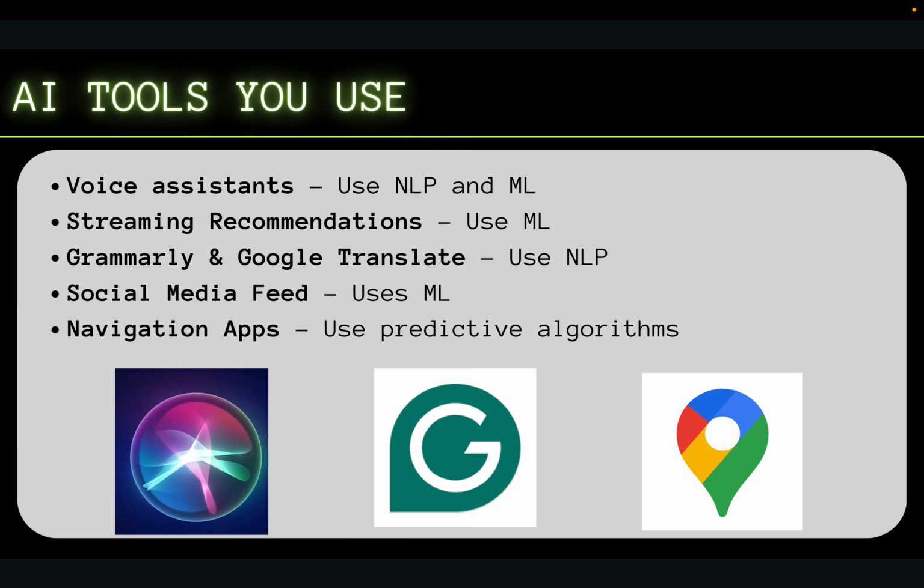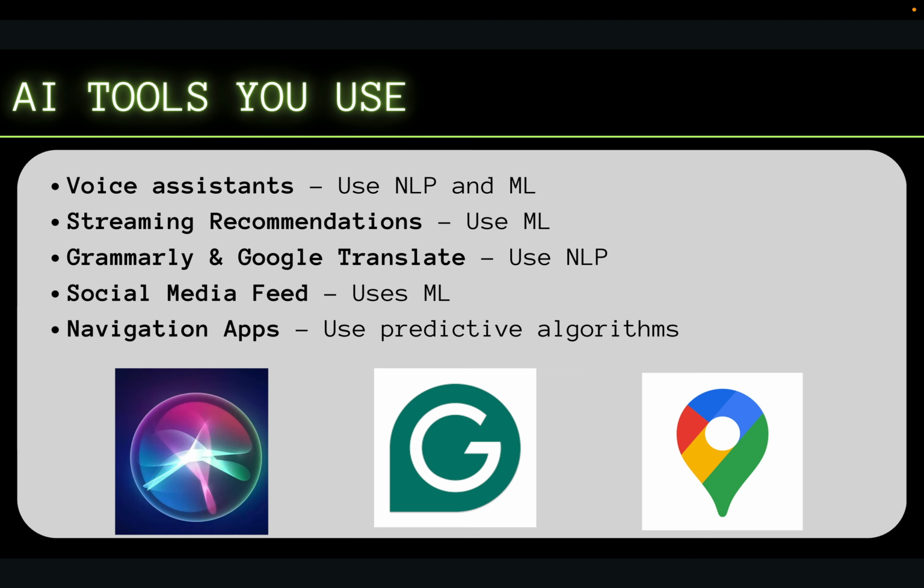Another example will be Grammarly or Google Translate, which also use NLP. Your social media feed uses machine learning. So again, for example, if you search for something and then you scroll and then all of a sudden that same thing you searched for is on your social media feed, that is because your system is learning you.